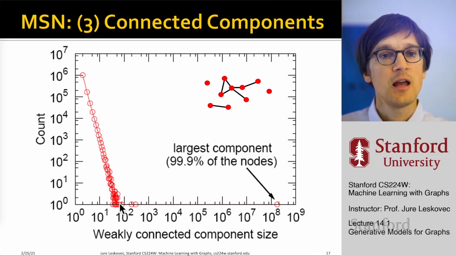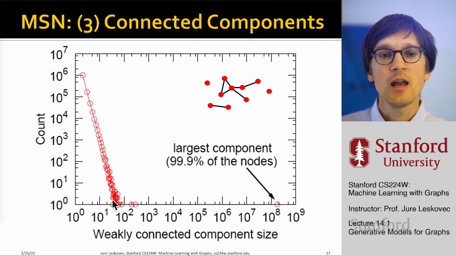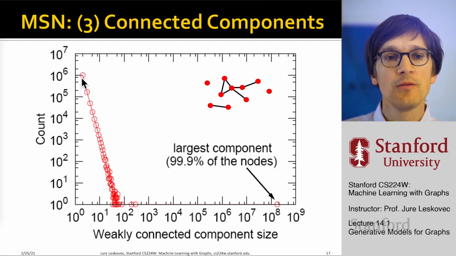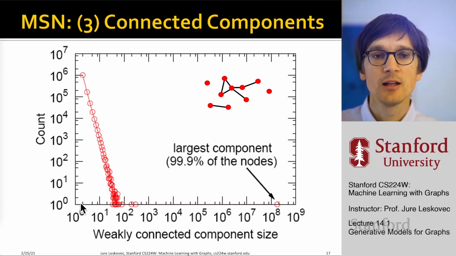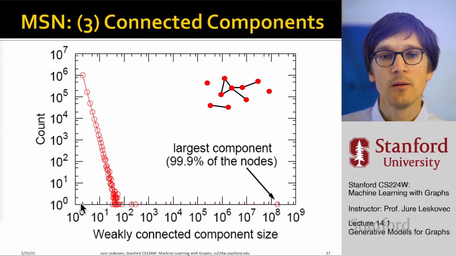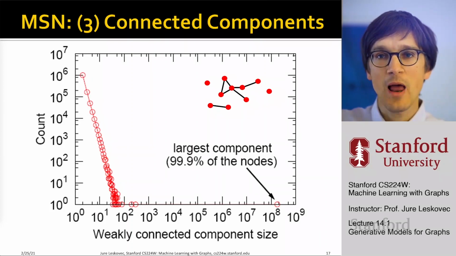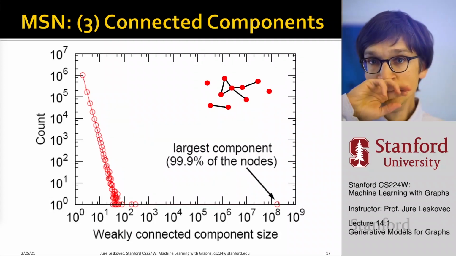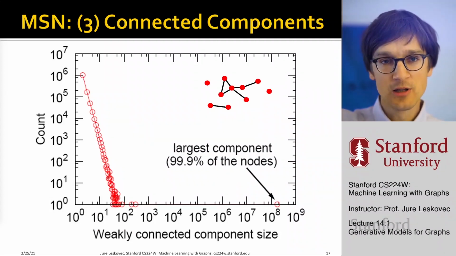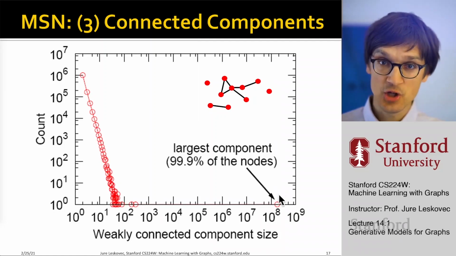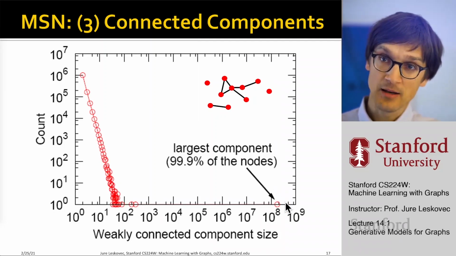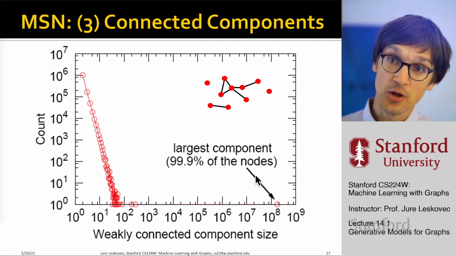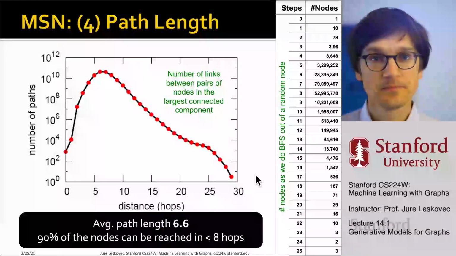And of course, then we have some small number of very small components of 20, 30 nodes, all the way to, let's say, 1 million nodes that are isolated, so connected components of size 1. So this means that our graph is well connected with a very small number of very small isolated islands. But the giant component is definitely there, and 99.9% of all the nodes belong to it.